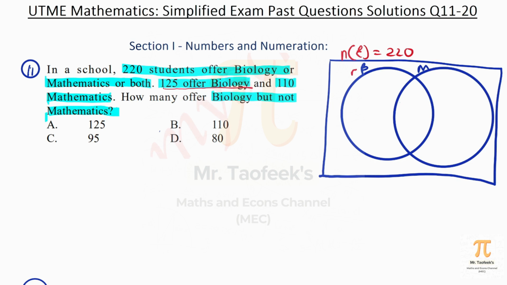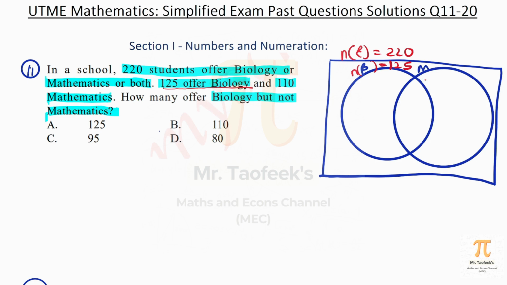And then we're told that 125 of them offer biology. Now, this means everybody doing biology. And everybody doing biology is 125. Now, what does that mean? That simply means that everybody inside this circle belonging to biology must be 125, right? A common mistake for students is to write 125 here, and that's not correct. That's not correct, and I'll show you why it's not correct in a moment.